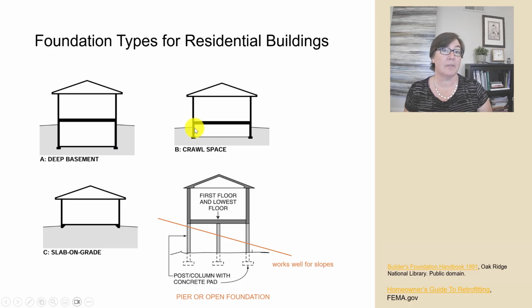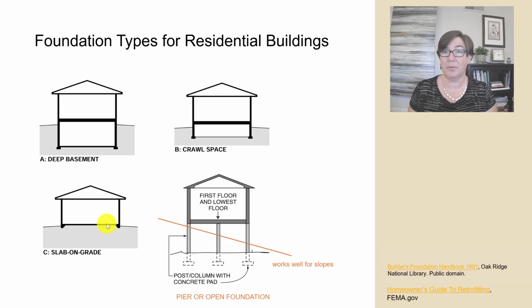Next, take a look at the crawl space. Very similar, except you don't have that full area below in order to stand in this space. Our third foundation type is slab on grade. All right, take a look right here. We've got the foundation and the floor are the same element.